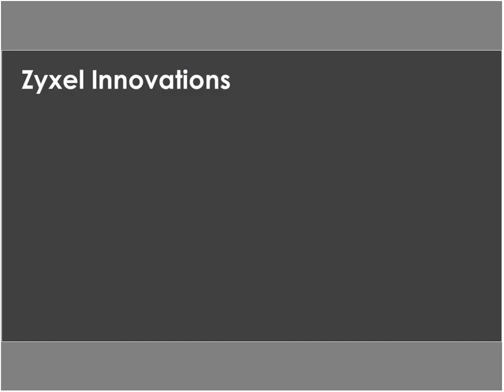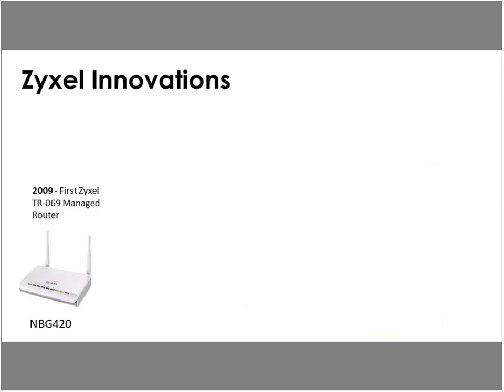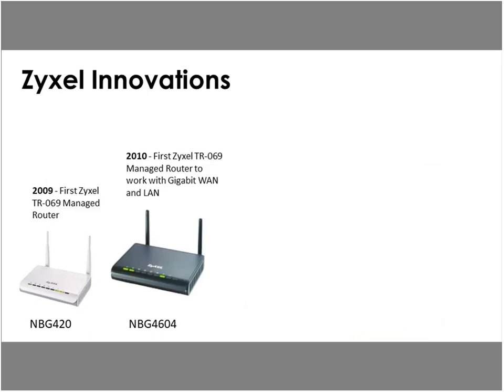Here are some of the innovations we've put together. Back in 2009, we had our first Zyxel product, a managed gateway with TR-069, the MBG420. In 2010, we came out with the next version of that, a TR-069 managed router with gigabit on the WAN and LAN. That's our MBG4604.